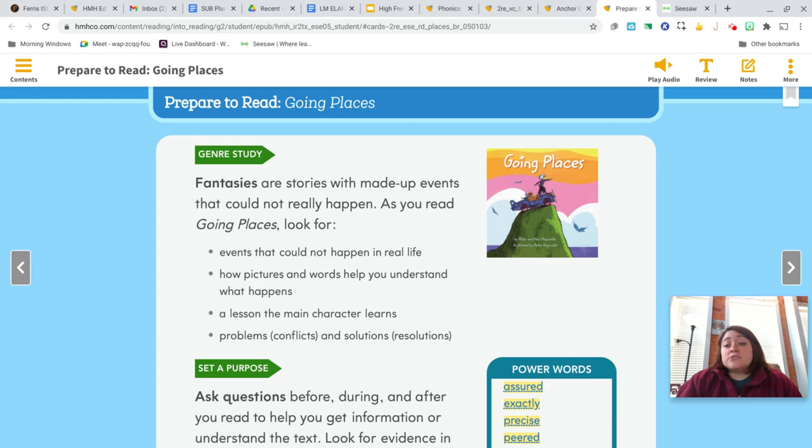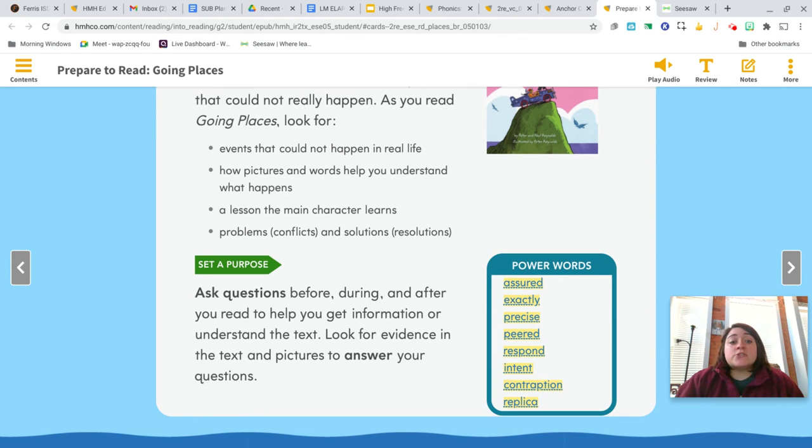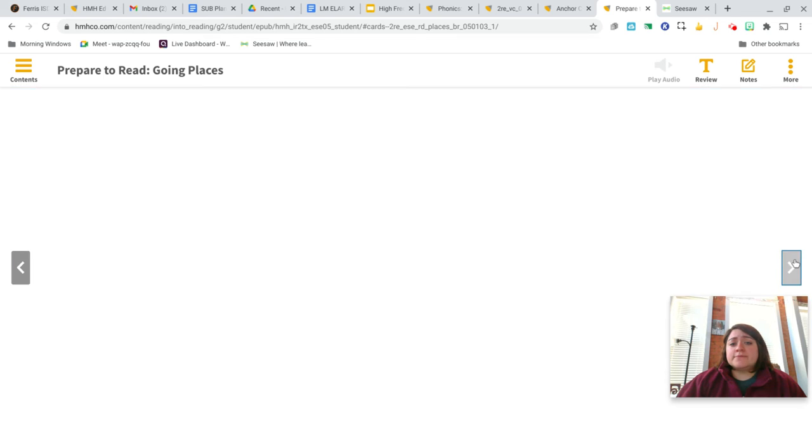So conflicts and resolutions, remember, conflicts are problems that the characters face. That's usually at the very beginning of the story. So you want to look for that one. And resolutions, remember, resolutions are at the end. How did the character solve the problem, right? We also want to set a purpose, just like on our poster. Ask questions before, during, and after you read to help you get information or understand the text. Look for evidence in the text and pictures to answer your questions, okay? So here are our power words. We just went over them. So we're going to go ahead and read our story, okay?